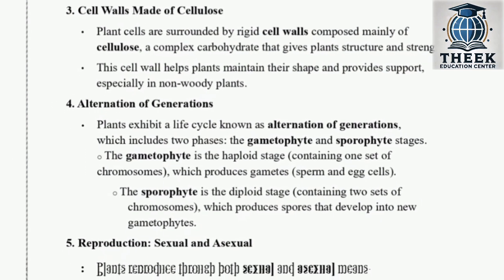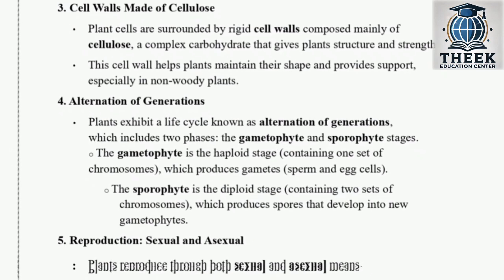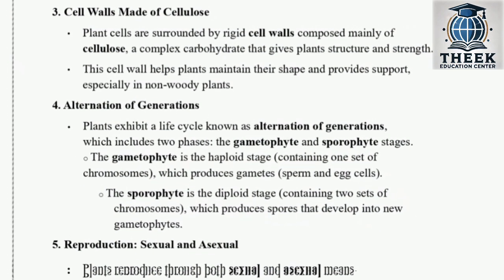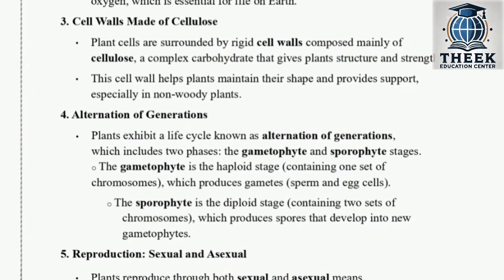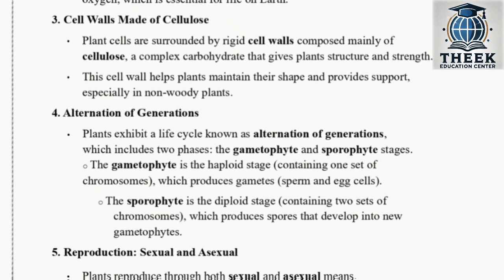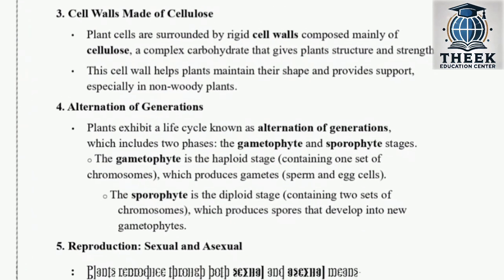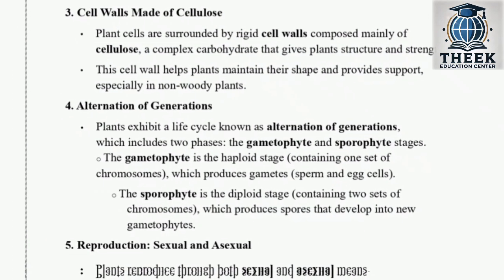Plant cells are surrounded by rigid cell walls composed mainly of cellulose, a complex carbohydrate that gives plants structure and strength. And it also gives the plant cell its shape. This cell wall helps plants maintain their shape and provides support, especially in non-woody plants.